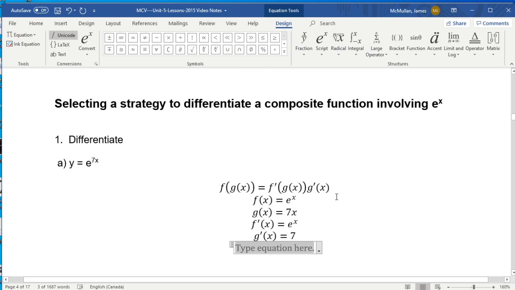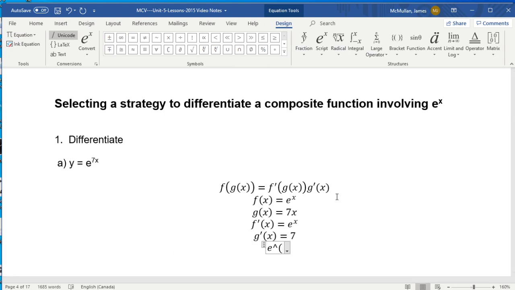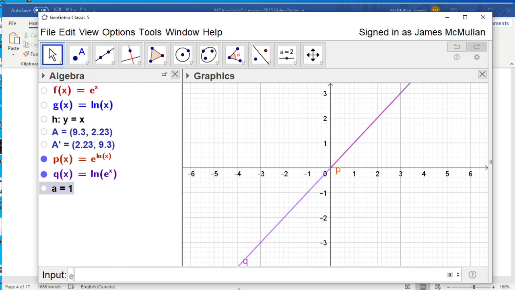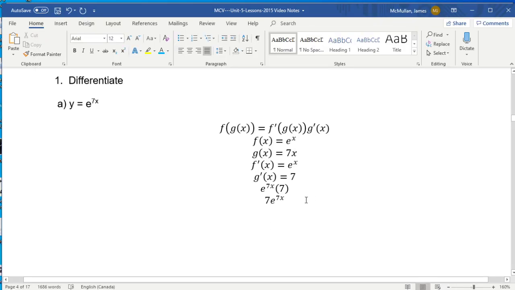I'm supposed to do f prime, which is e to the power of something. Then I'm supposed to repeat g of x exactly as it was the first time, and then multiply all of that by the derivative of g, which is the 7. So your final answer here is 7 times e to the power of 7x. Okay? Again, these ones are always easily checkable. Just pop on GeoGebra, go derivative r, and there you go, right? You can double check any of your derivatives pretty easily.